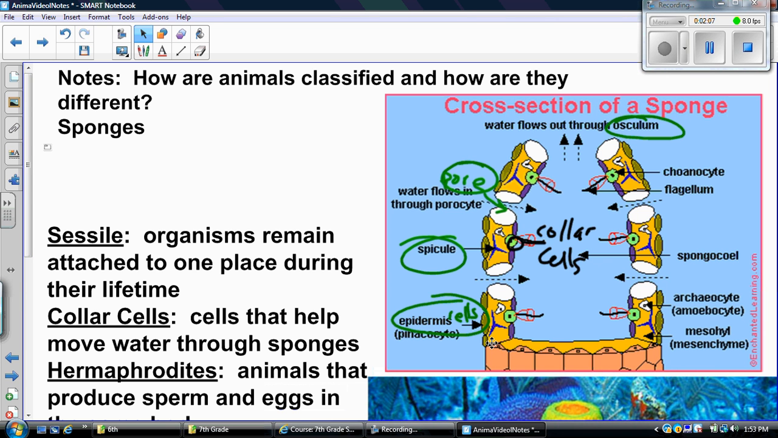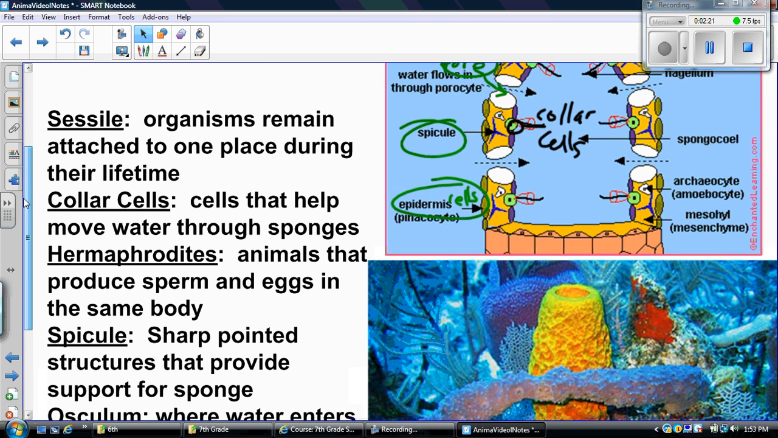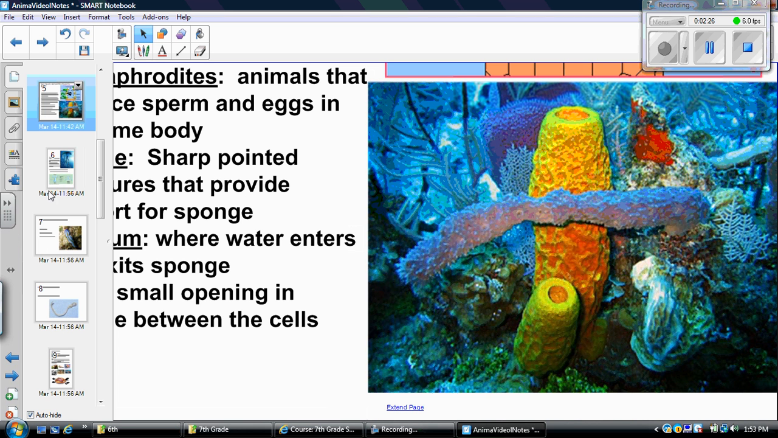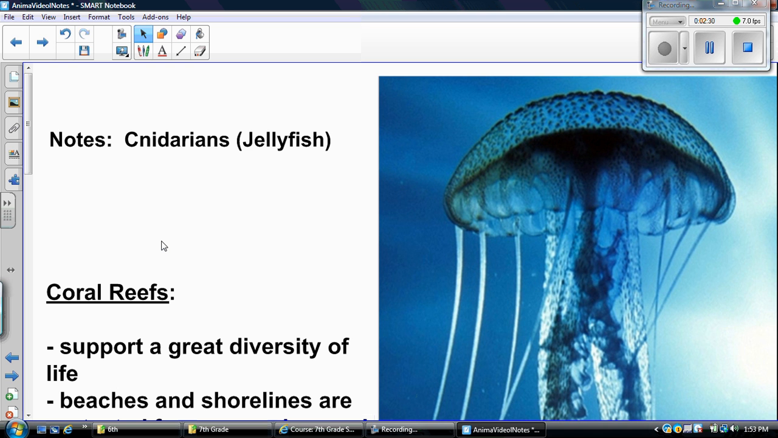This is the epidermis cell, so it's the skin of the sponge. And then the collar cells are the green right in here. They help move that water through the sponge, through those pores. So those are sponges. I'm going to go quick through this because you're going to do a research project on these.